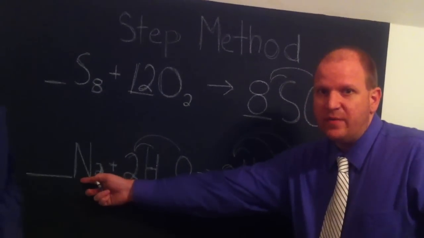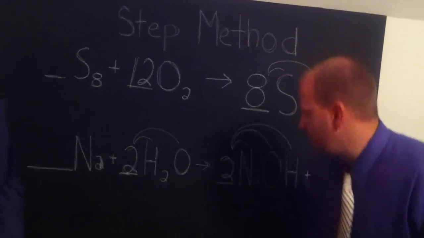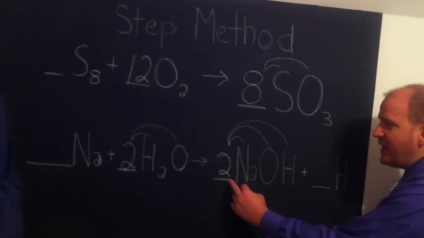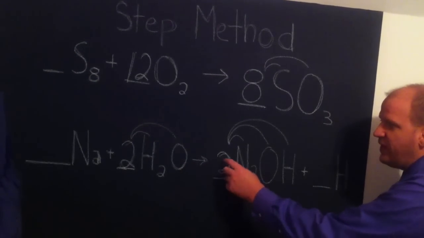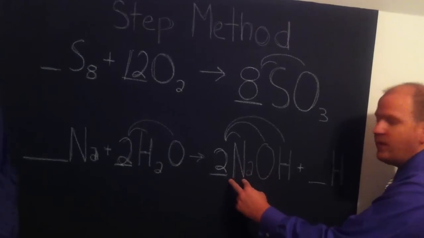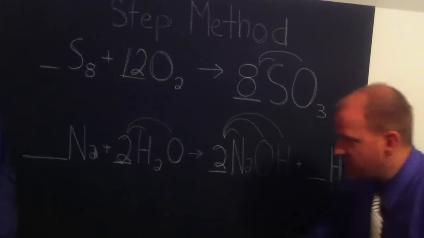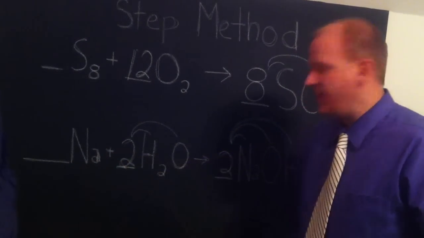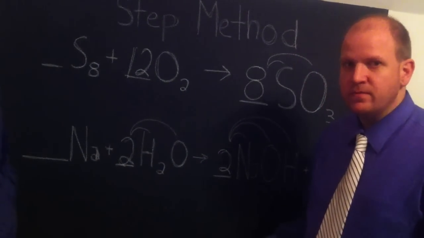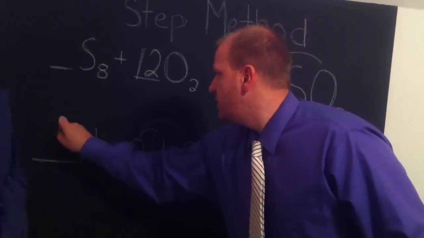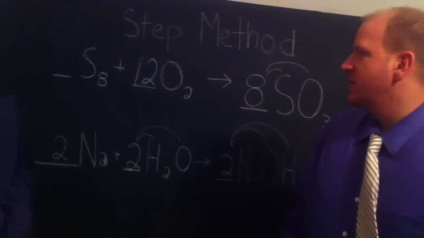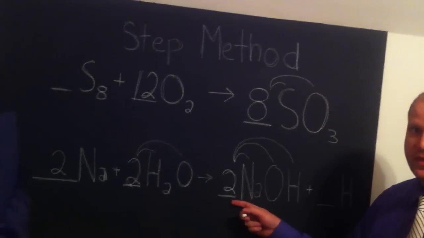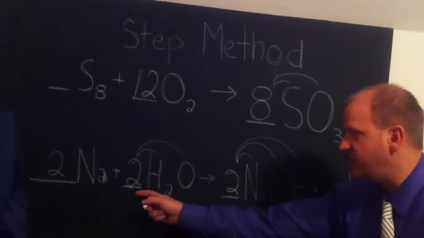So we look at our sodium. We have 1 sodium right here. We go to our product side. Well, our product side, we now have 2 sodium, because that 2 that we put in front of there multiplied this one. So now we have 2 sodium. So what can we do with this 1 sodium? What can we multiply that 1 sodium by to get 2 sodium? 2. So here we have 2 sodium. Here we have 2 sodium. Sodiums are balanced.